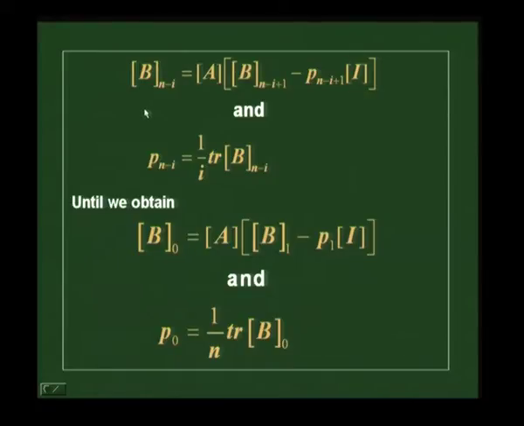Now, you could substitute this back into the equation and see that the matrix A satisfies the characteristic equation. We will not go into that, but these equations come from the Cayley-Hamilton theorem. So, now we have p n minus 1, that is the trace of this, and once we have the p n minus i, we can go and construct the next p n minus i, and so on. We continue this till we reach b 0, which is A into b 1 minus p 1, and then we have p 0 and all the coefficients.